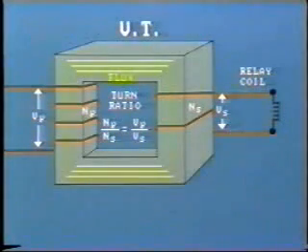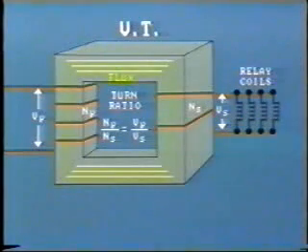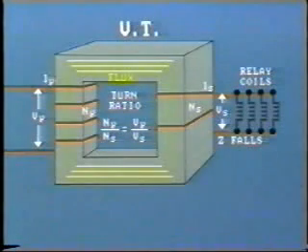How is the VT affected by burden? Well, this is different than the CT. Additional potential coils are connected in parallel, not in series, so the circuit impedance falls. Hence, more current flows in both the primary and the secondary.